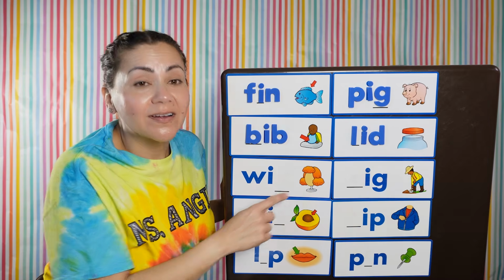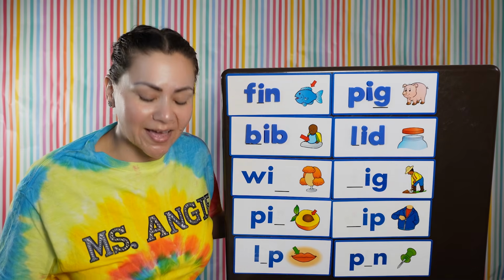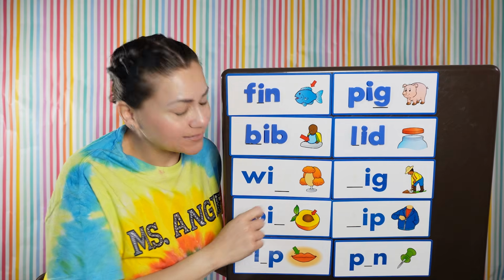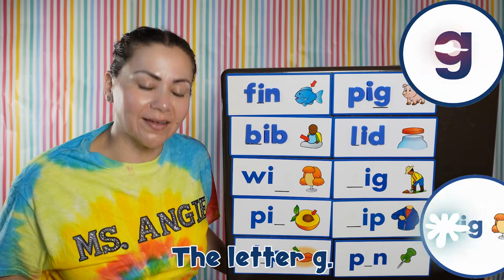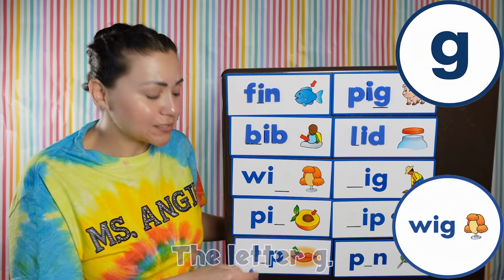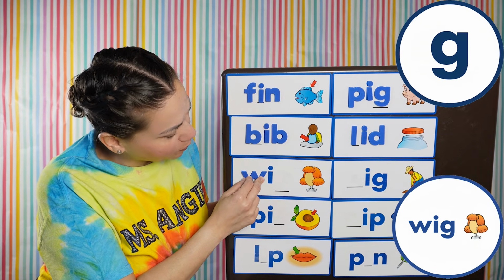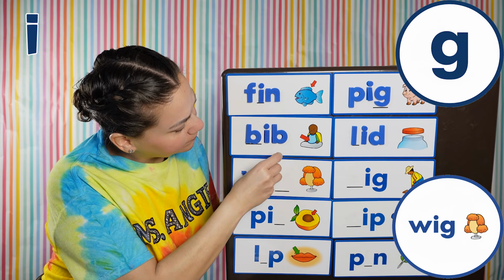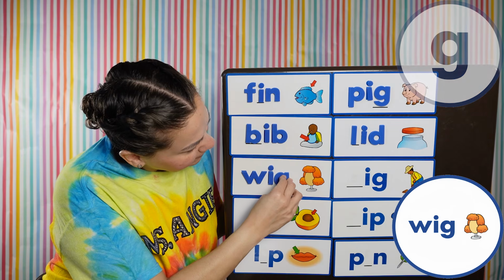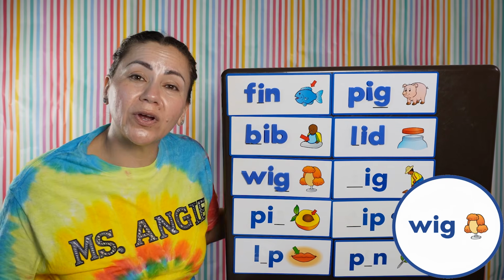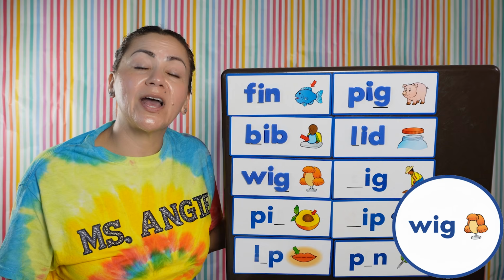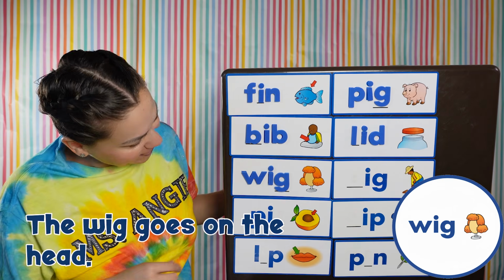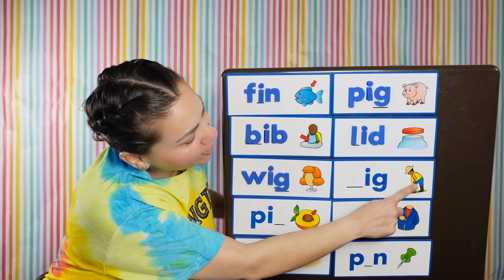Okay, next one. Here we have a picture of a wig. That's right. But the word is missing a letter here. Which letter is missing here on the word wig? The letter G. That's right, the letter G. Let's spell the word and put the letters on the board. W-I-G. Now let's make a sentence with the word wig. Can you say, the wig goes on the head? The wig goes on the head. Good job.